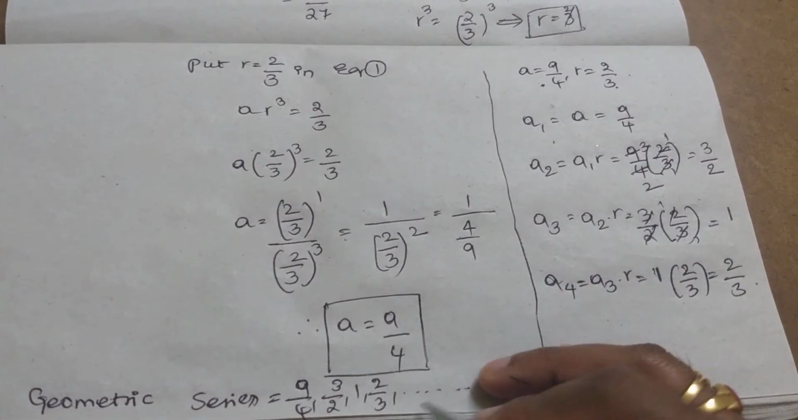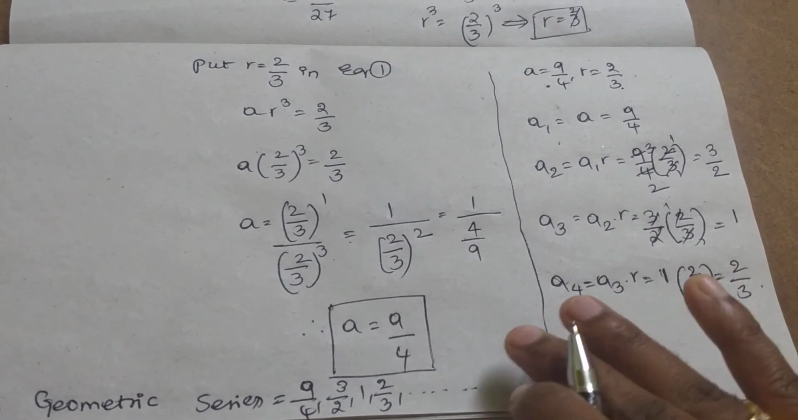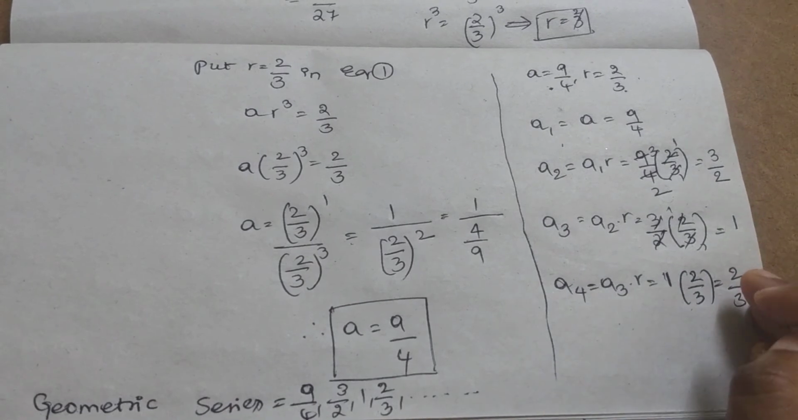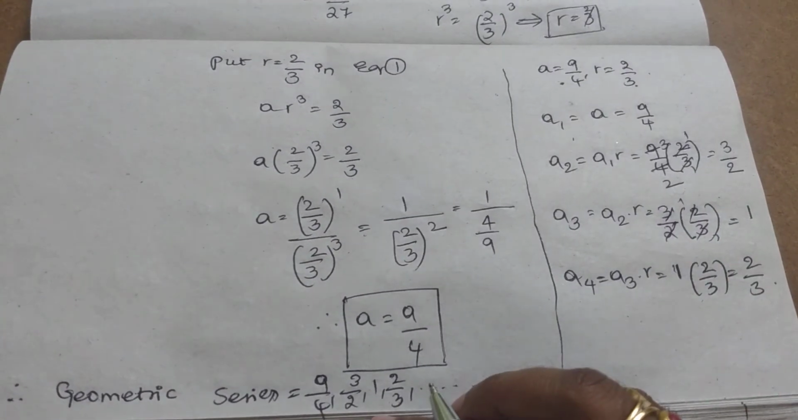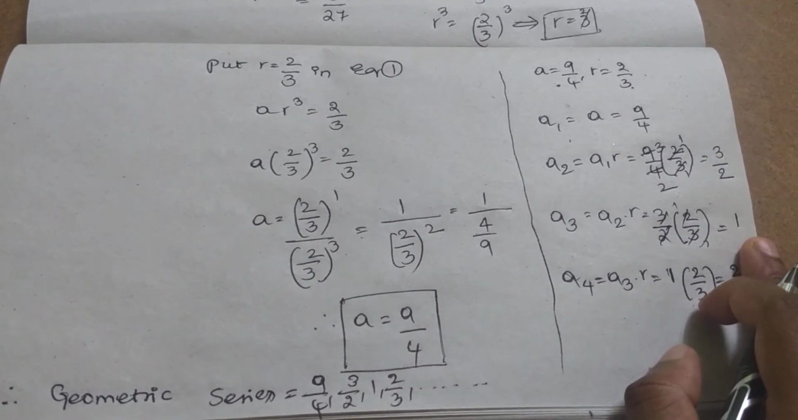In case you want, you can extend it later, but from an examination point of view, in case they ask, just do up to that many terms. In case it is not asked, 3 to 4 terms is sufficient. So the answer is 9 by 4, 3 by 2, 1, 2 by 3 and so on. So this is the solution for question number 6.